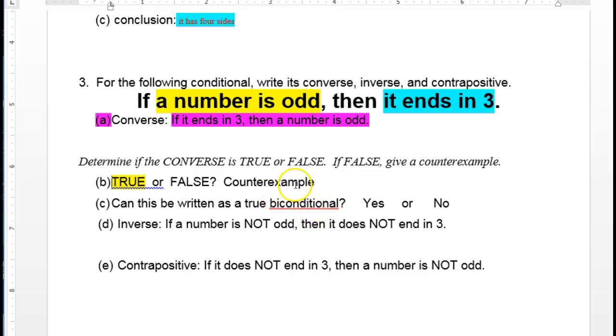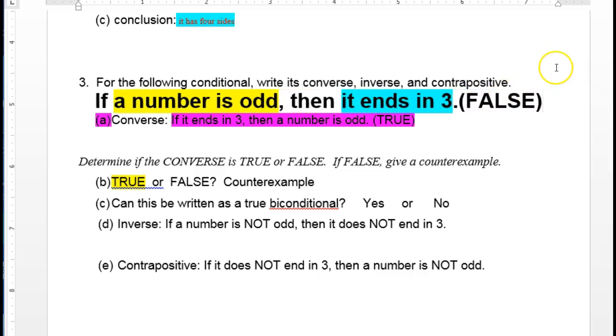Then it also asks me a question, can this be written as a true biconditional? Well, we said that the converse was true, but the original also has to be true for the biconditional to be true. Is the original true? If a number is odd, then it ends in 3. That's false because it could end in 5 and still be odd. These both have to be true for the biconditional to be true. If one is false, then this is not a biconditional, and you'd circle no.